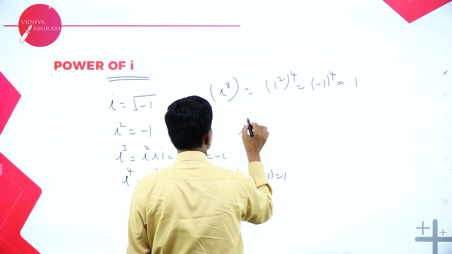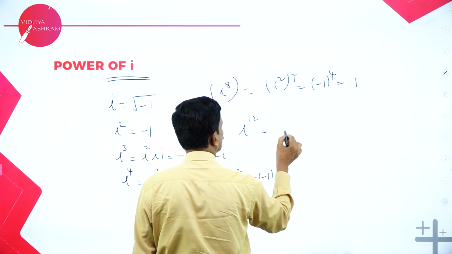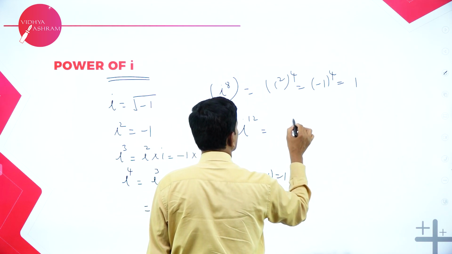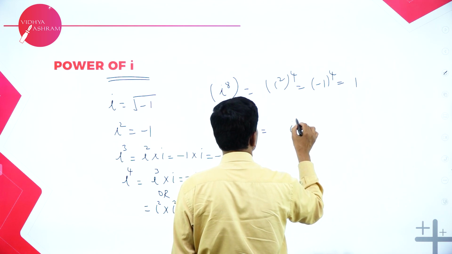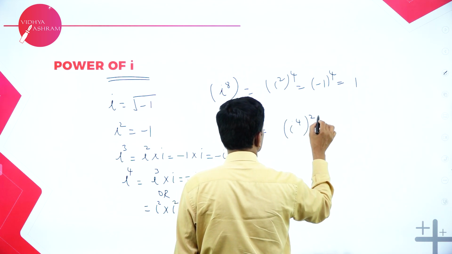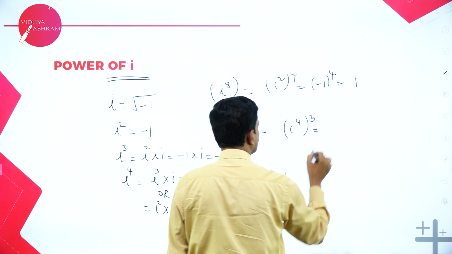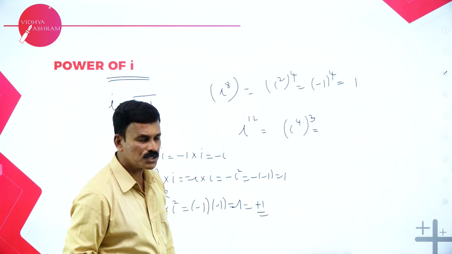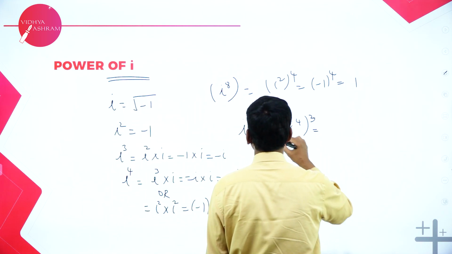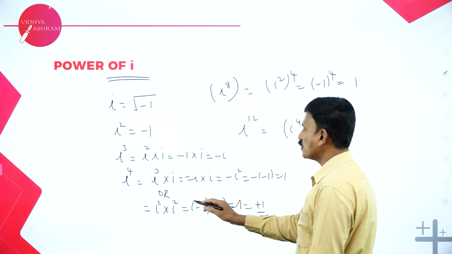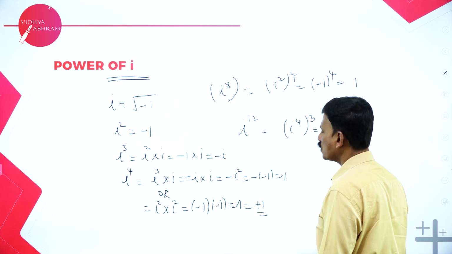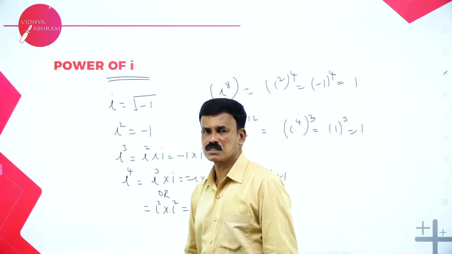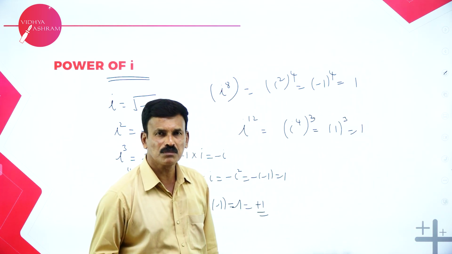Suppose you want i to the power of 12. i to the power of 12 can be written as i to the power of 4 whole to the power of 3. i to the power of 4 whole raised to 3, 4 threes are 12. What is i to the power of 4? i to the power of 4 is equal to plus 1, whole cube. So plus 1 whole cube means 1 into 1 into 1, it is plus 1. So this is how we are going to simplify.